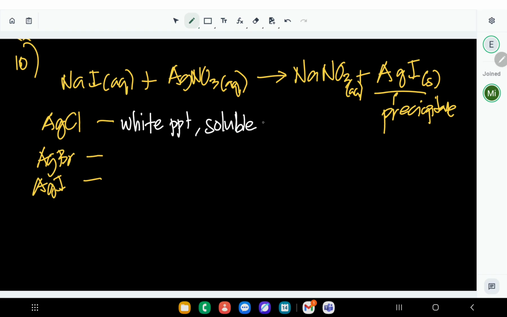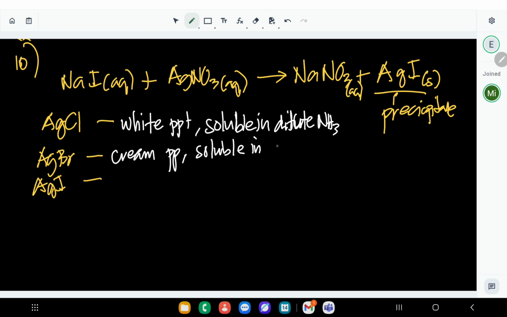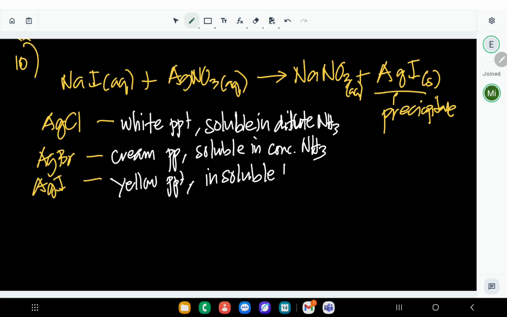So, say, dilute ammonia. And then for silver bromide, this has a cream precipitate, soluble in concentrated ammonia. And then we have silver iodide, which has a yellow precipitate, but this one is insoluble in ammonia.